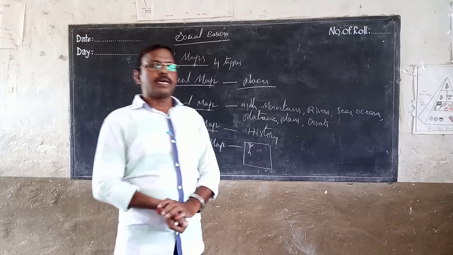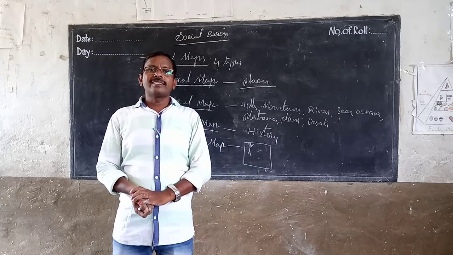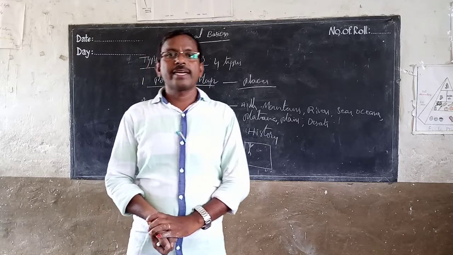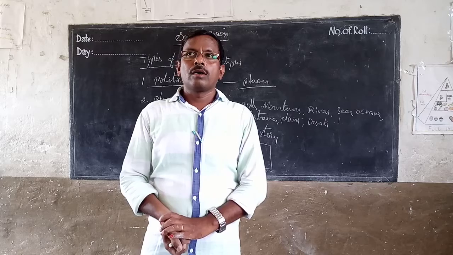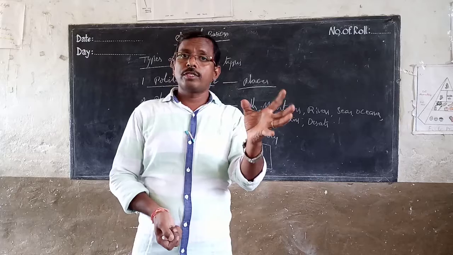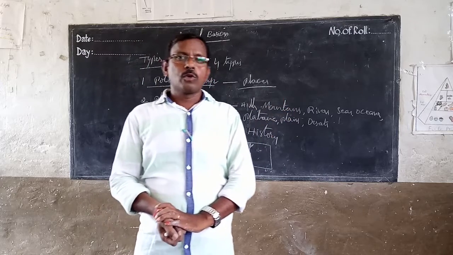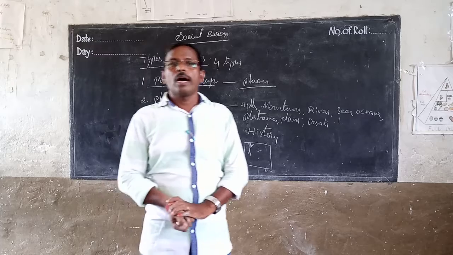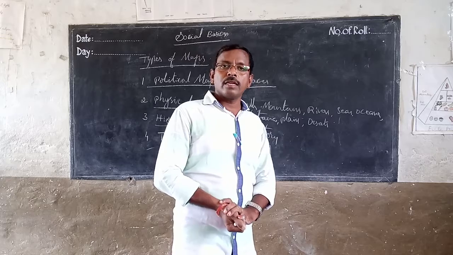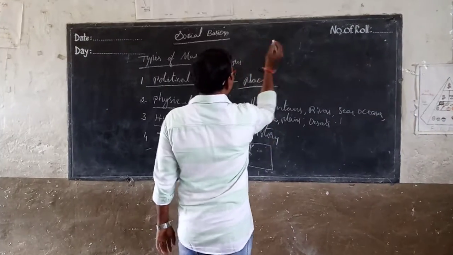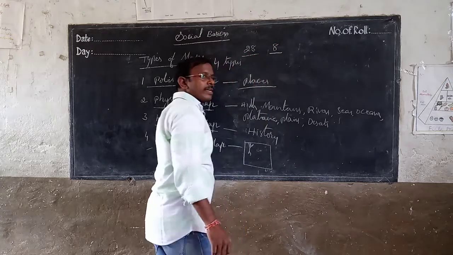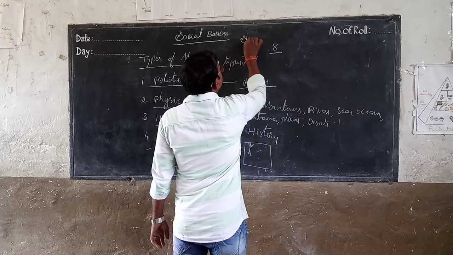Another important thing is states, capitals and districts: our state capitals, our country capital, and district headquarters. These are very important. Presently, how many states and union territories do we have? Already we have discussed; once again I am recalling that we have 28 states and 8 union territories.